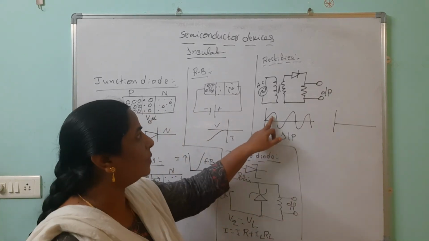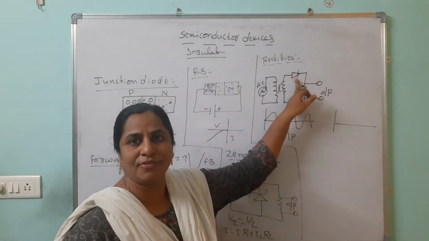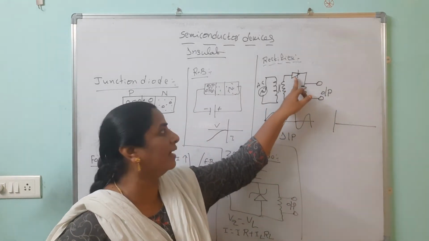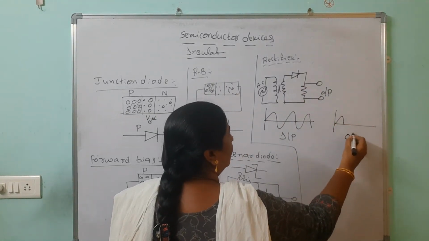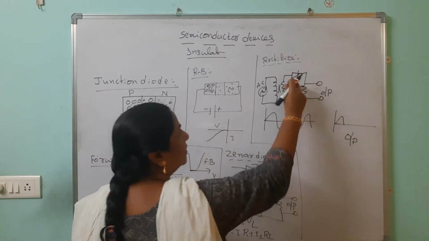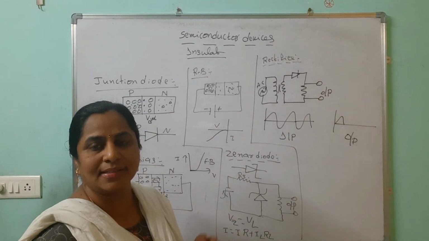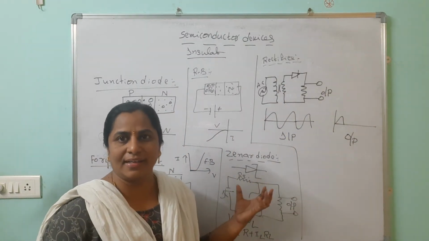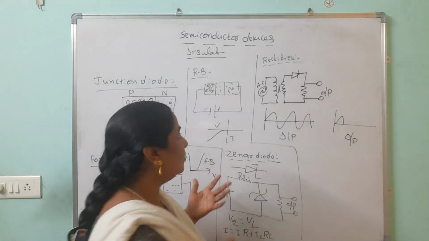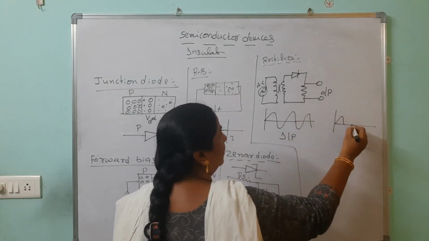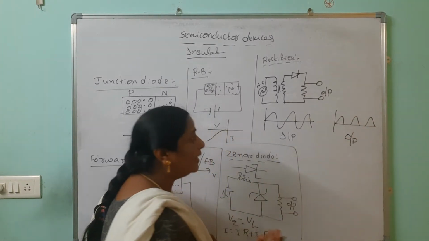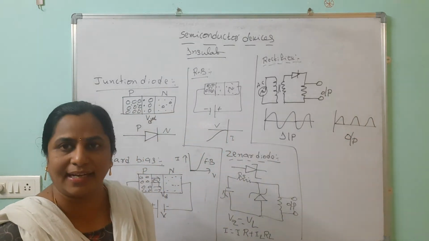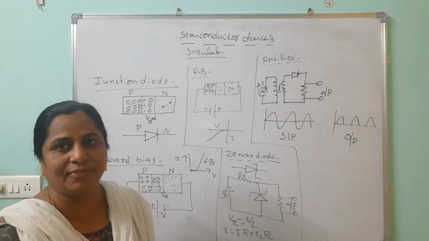When this positive pulse is coming, the diode is acting as a forward bias, converting alternating current to direct current. But whenever a negative pulse is coming, it is acting as a reverse bias, so there is no conversion of alternating current to direct current. Then once again we send the second one, with some gap, like that. Only half of the alternating current is converted into direct current. This is called the half wave rectifier.